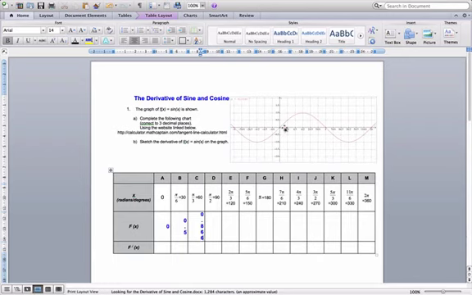So 0 is 0. Pi by 6 or 30 is 0.5. Pi by 3 is 0.86. Pi by 2 should give you 1 when you type it into your calculator. So you can complete that with your regular calculator. Now to find the derivative, we're actually going to use a tangent calculator. The link is in the LMS.